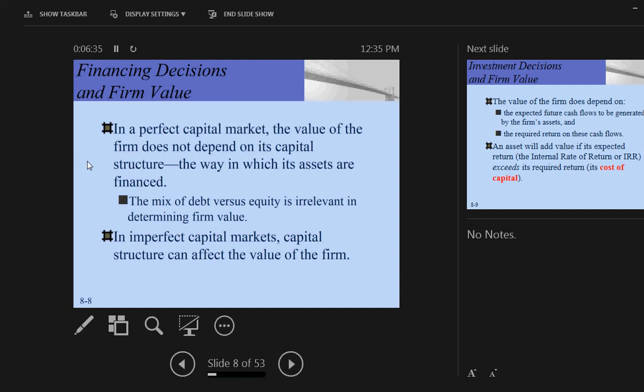So for now, though, we're going to assume that capital markets are perfect, so it really doesn't matter how we finance the firm's projects. You can just rely on that accounting equivalence. All right.